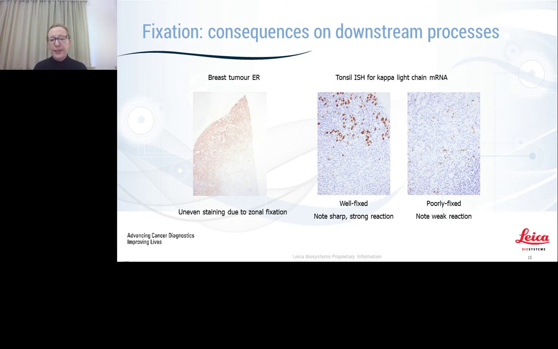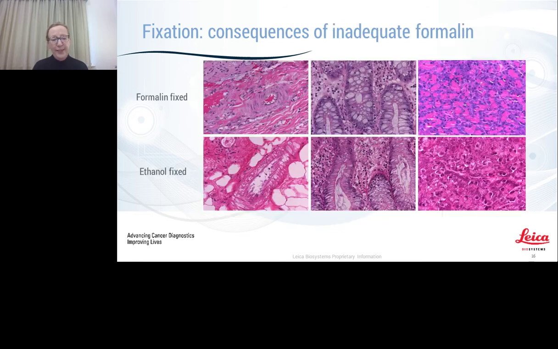Again, some of the consequences that you might see on downstream processes. On the left, you can see a breast tissue where there is uneven staining due to zonal fixation. You can see a tonsil that has been stained for a kappa light chain where well-fixed tissue is showing very strong, well-demarcated staining and poorly fixed and weak reaction on the right-hand side. Same tissue, just poorly fixed.